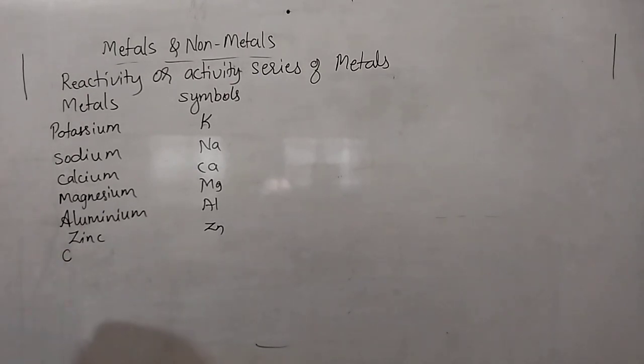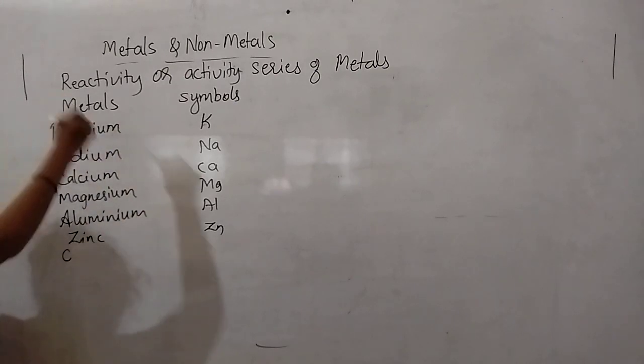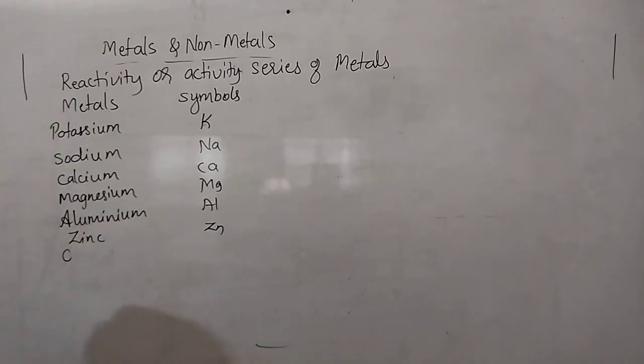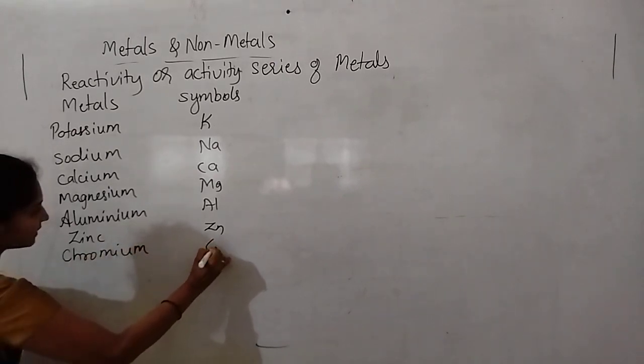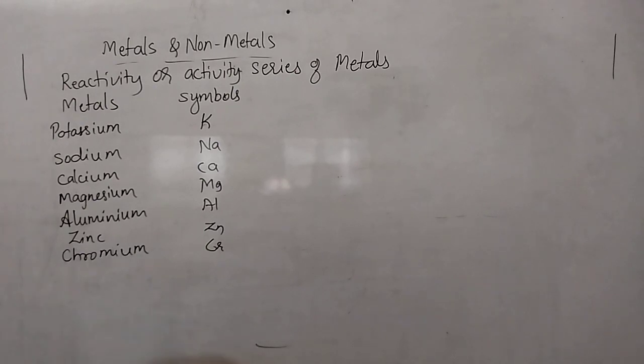Here we are considering only selective metals during the exercise. While we consider examples that are easily understandable, we go up to atomic number 20, so some metals are not considered for the examples. But here I am going to write the decreasing order of their reactivity. After chromium, we write Cr.